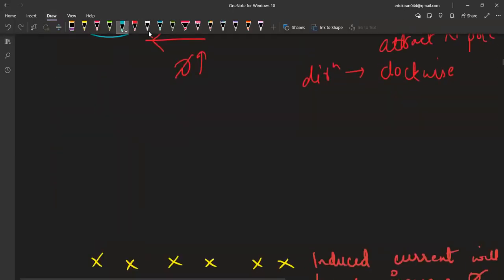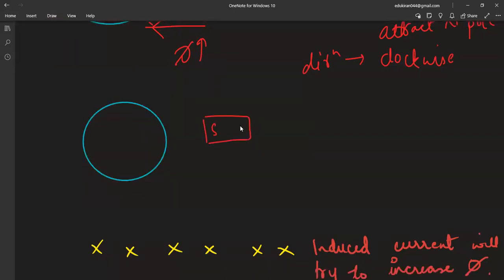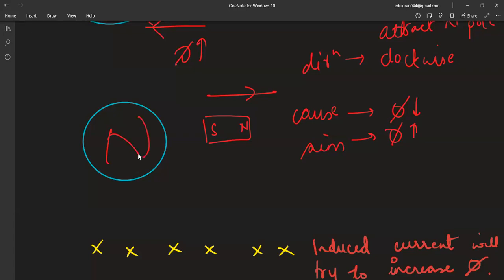One last example. South polarity is moving away. So what is the cause? If this is moving away, that is flux is decreasing. So what will be the aim? To increase the flux. How can you increase the flux? How can you bring the magnet closer? By developing north polarity. So what will be the direction? This is anti-clockwise.